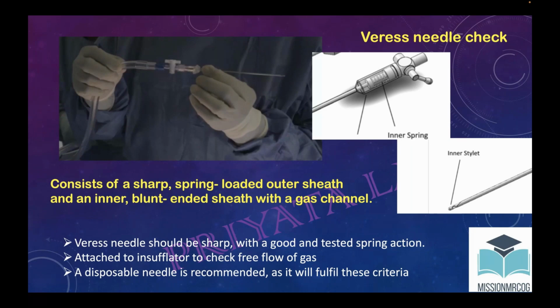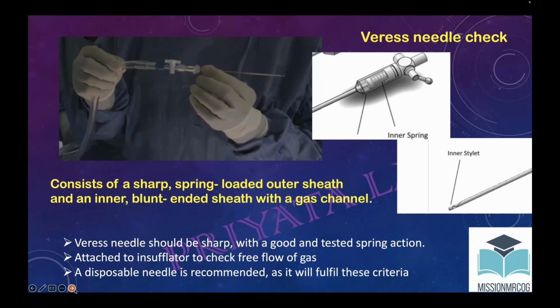So you have to tell this to your junior, and if they have given you a Veress needle as a prop, they expect you to explain this to the junior colleague. So check the Veress needle for free flow of gas and also for the spring action. These checks have to be done for the Veress needle.